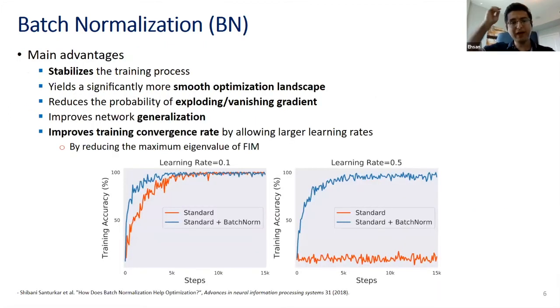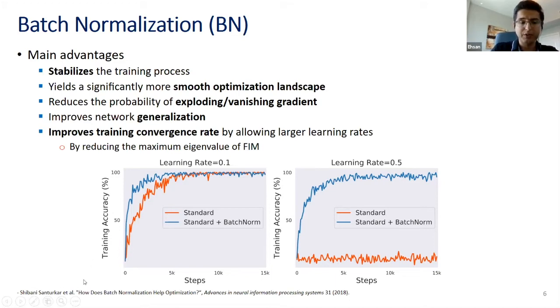So some of the advantages of batch normalization are as follows. It is shown that it stabilizes the training process, but this stabilization is not because of stabilizing the distribution of the features. It mainly happens because it yields a significantly smoother optimization landscape.